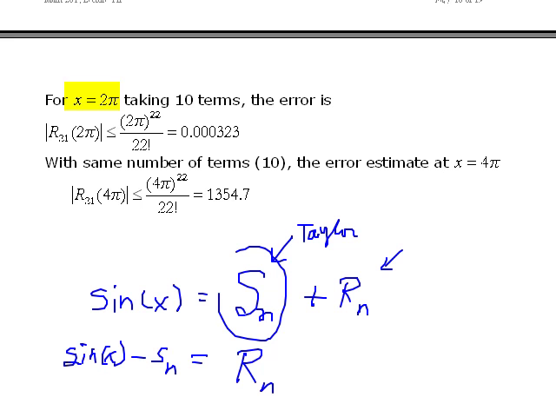All right, so let's look at what R_n is. So let's say we take 21 terms, and we want to evaluate the function at 2 pi. So we can substitute that in from the expression we had before. It'd be 2 pi to the 22nd power divided by 22 factorial. That gives an error of 0.000323, which doesn't seem too bad. Now let's use the same number of terms and find out what error we get if we evaluate at 4 pi. Well, obviously that is a pretty horrible error. It's an upper bound on the error, but still, that's pretty large.